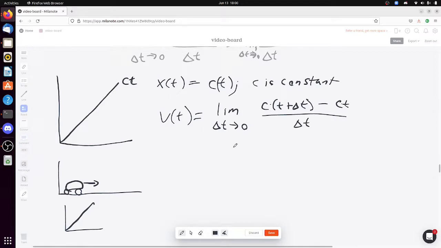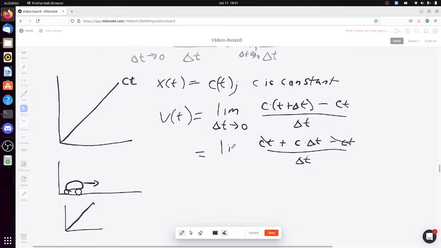So how would we solve this? Well, let's do some basic distributive properties. So we have ct plus c times delta t minus c times t, over delta t. And obviously, ct minus ct, those two cancel out. And after you've canceled those out, you have c delta t divided by delta t. So obviously those will cancel out.